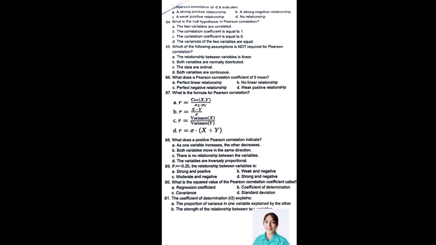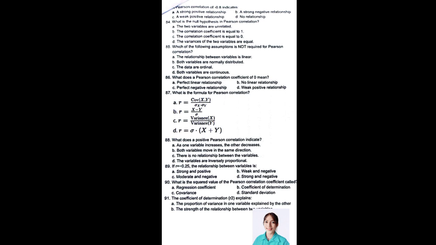Number 87 is, what is the formula for Pearson correlation? As you can see, option A is the formula for Pearson correlation, which is r is equal to the covariance of X and Y over the square root of the variance of X times the variance of Y. So that is the formula for Pearson correlation.